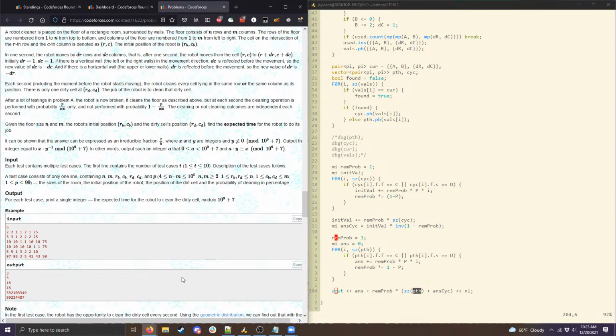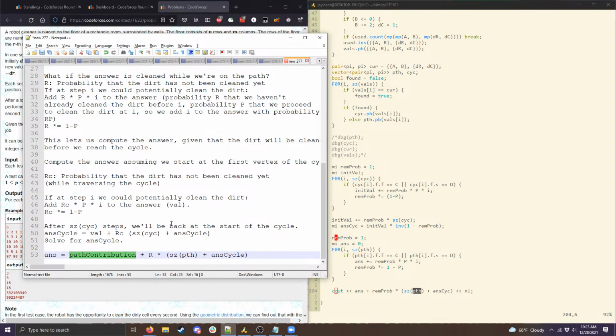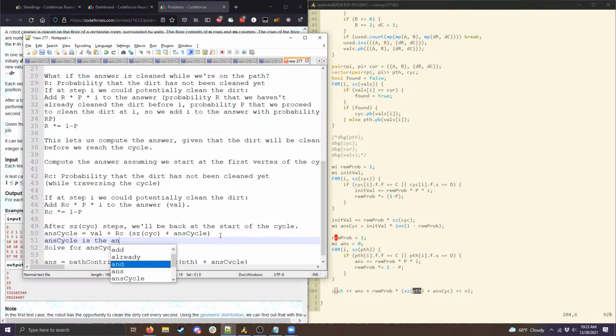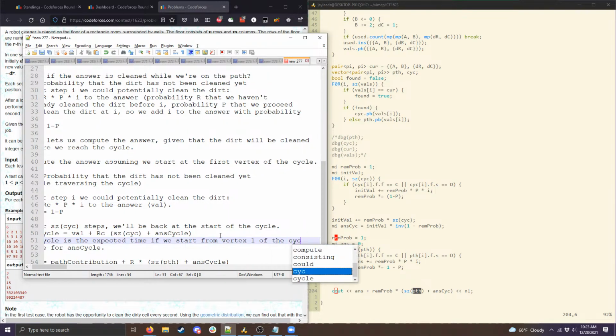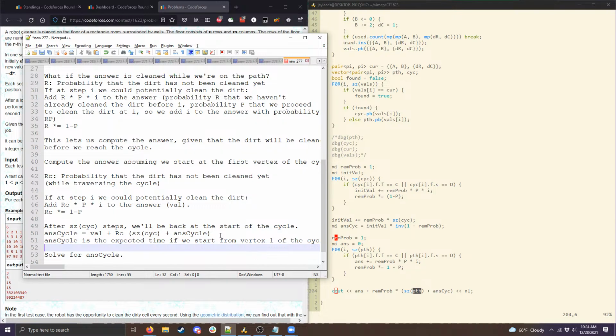The reason this equation works for computing the answer for the cycle is that with probability RC, we end up going through the cycle once and then returning to the initial vertex. Then the expected amount of time it'll take after we get back to the initial vertex is the same as the initial answer, because ans cycle is the expected time if we start from vertex 1 of the cycle, where vertex 1 is just the first vertex.